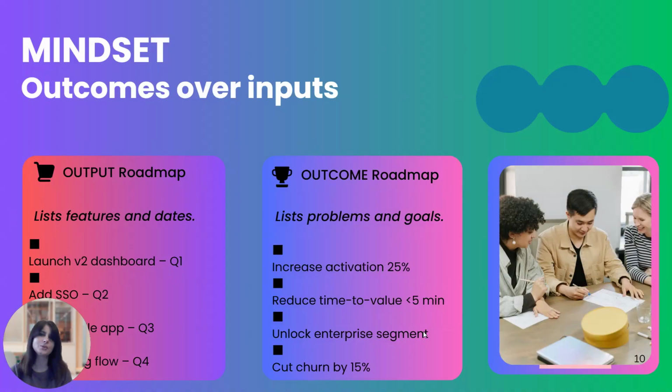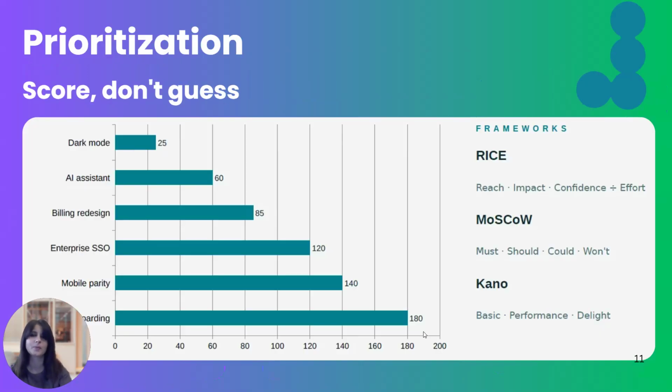So, it all comes to the mindset, having the product mindset, right? And we need to know that it's about outcomes over inputs. The outcomes would be about the goals, aligning goals and featuring the problems, and the inputs would be about the dates and the features of the product.